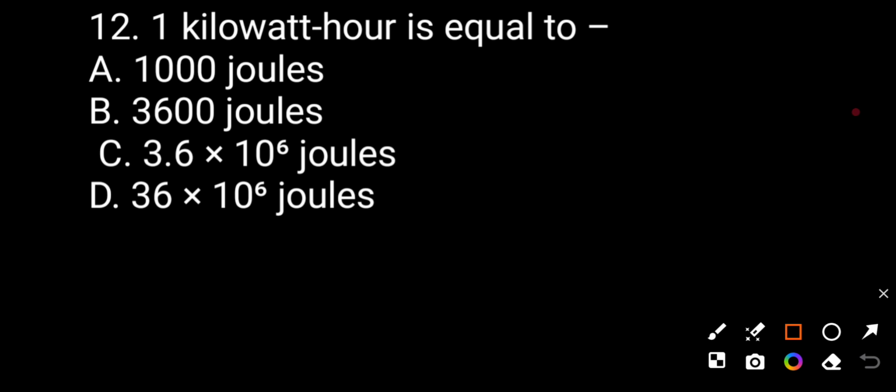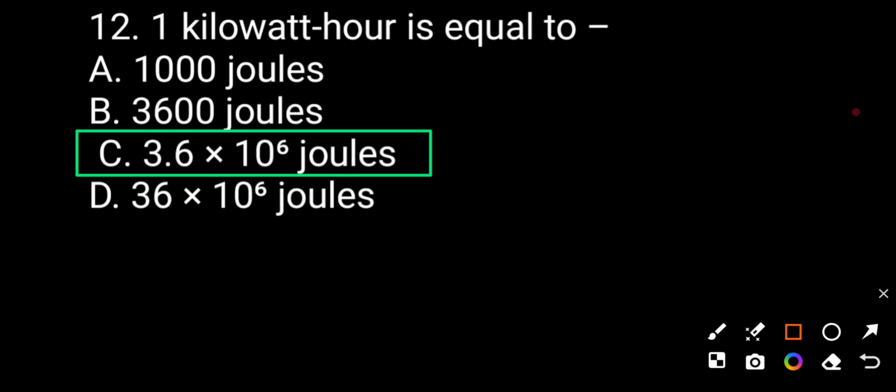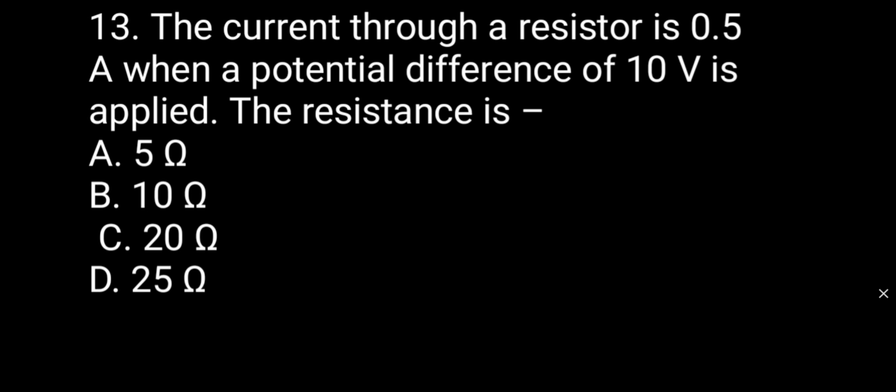1 kilowatt hour is equal to 1000 joule, 3600 joule, 3.6 into 10 to the power 6 joule, 36 into 10 to the power 6 joule. The answer will be option C, 3.6 into 10 to the power 6 joule. Now question number 13.